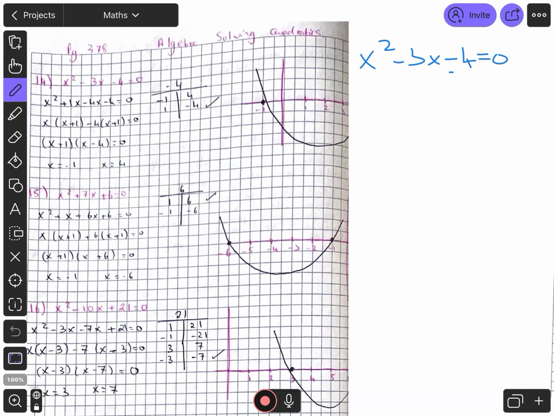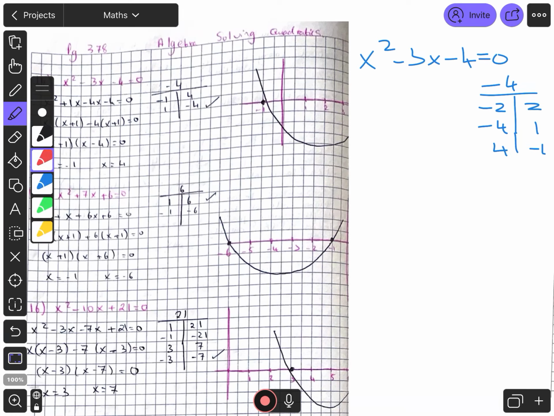So the first thing I need to do is get factors of the last number that add to give me the middle number. Factors, I mean things that multiply to give me the last number, but they need to add to give me the middle number. So to make minus 4, I could have used minus 2 and 2, minus 4 and 1, or 4 and minus 1. They're my three different options. So I need to pick one of these that is going to add to give me minus 3. I'm going to pick this pair here. Remember, you have to pick a pair of them.